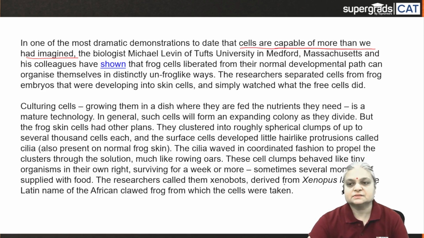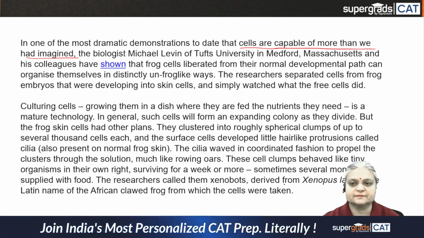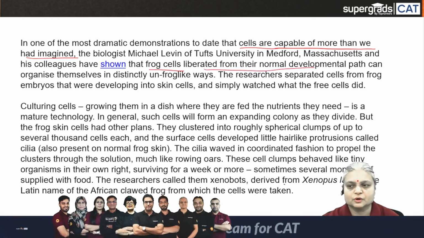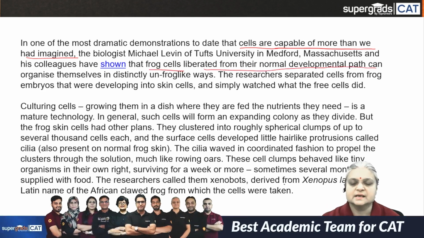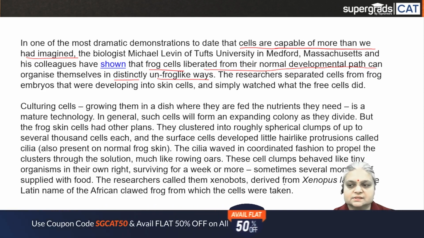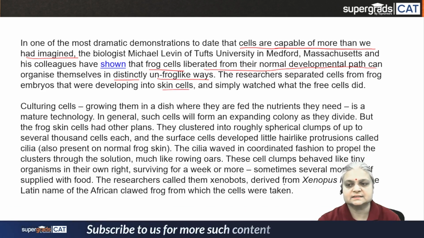The biologist Michael Levin of Tufts University in Medford, Massachusetts, and his colleagues have shown that frog cells liberated from their normal developmental path can organize themselves in distinctly unfrog-like ways. The researchers separated cells from the frog embryos that were developing into skin cells and simply watched what the free cells did.